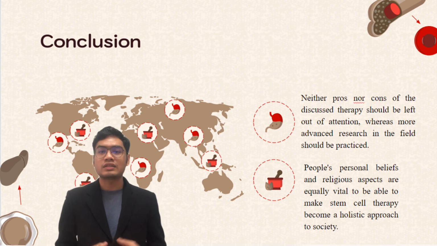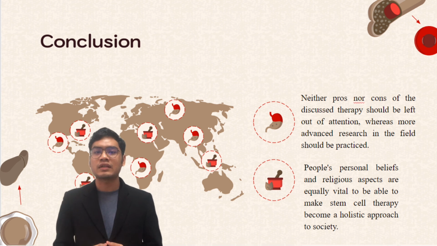For the conclusion, stem cell therapy has its own pros and cons. Neither pros nor cons of the discussed therapy should be left out of attention, whereas more advanced research in the field should be practiced. In addition, besides the overall advantages to be gained from the therapy, individual personal preference should be taken into consideration too. For instance, people's personal belief and religious aspect are equally vital to make stem cell therapy a holistic approach to society. Ultimately, the success of stem cell therapy application in real life lies in the hands of the people.